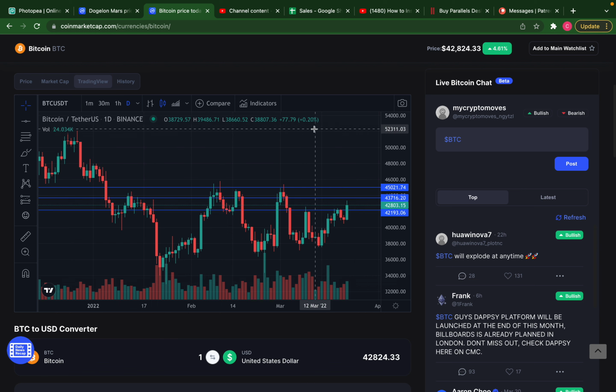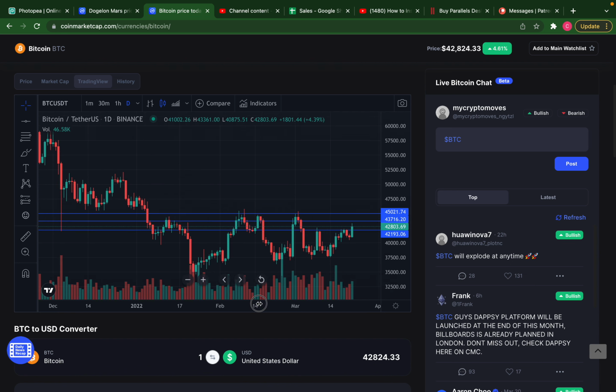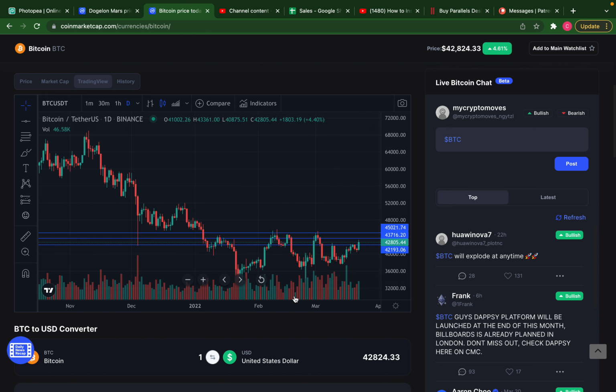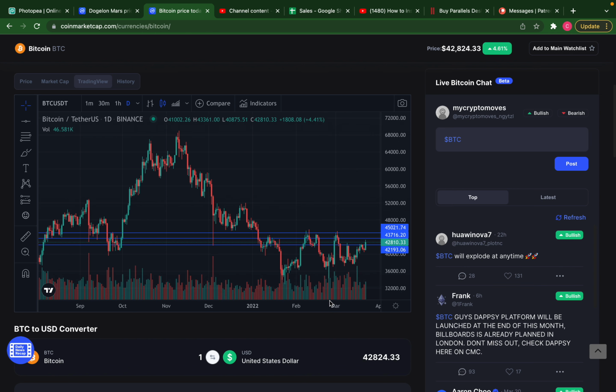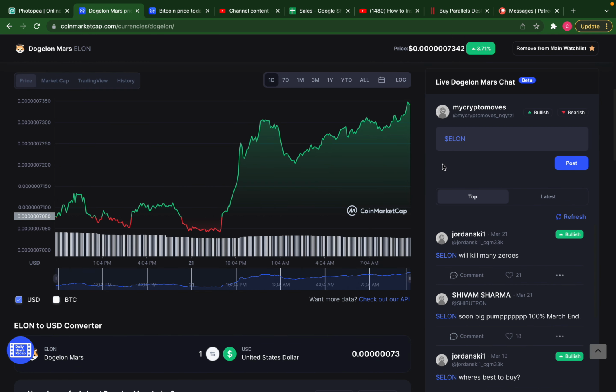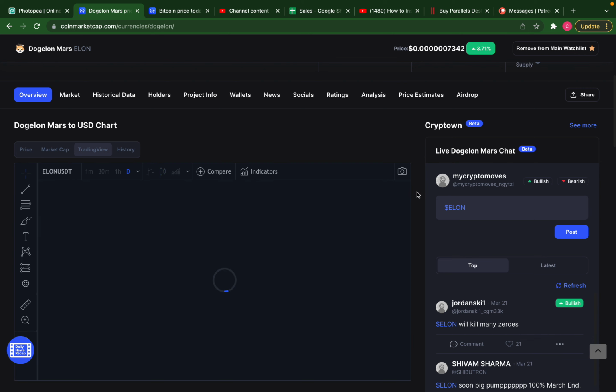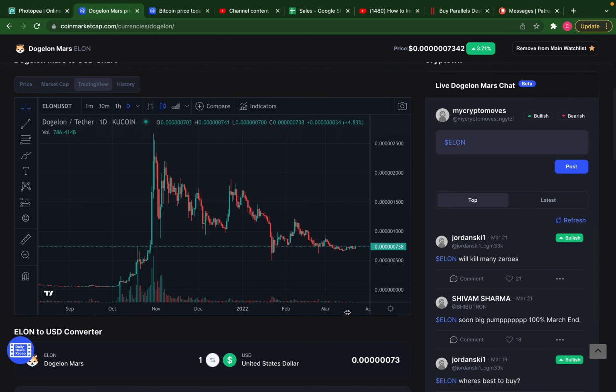Alright. Boom. We want to see it break through these, come up, retrace and bust through with volume. That's what we need to see, and that should happen within the next week. So we just got to stay patient. And Dogelon Mars is looking nice right now, very nice.